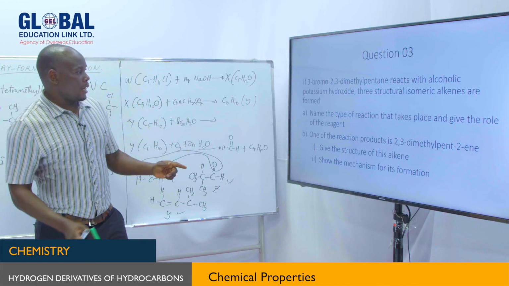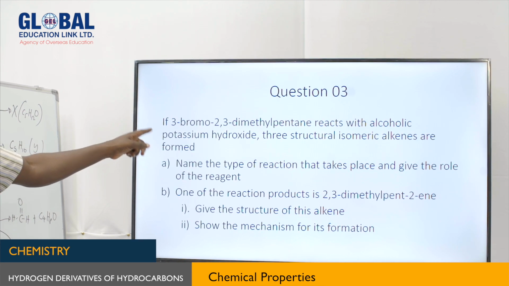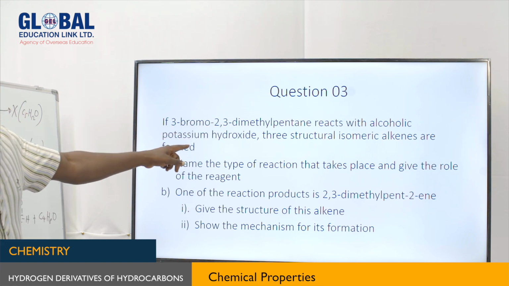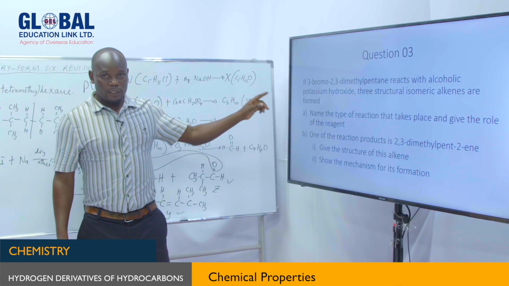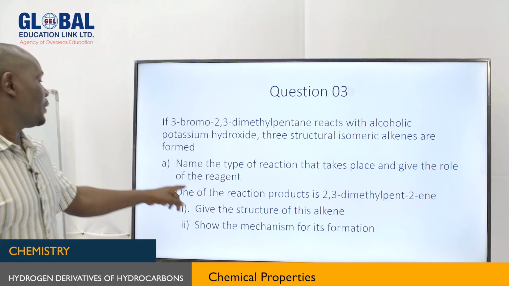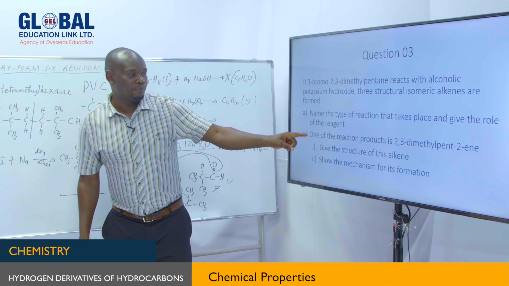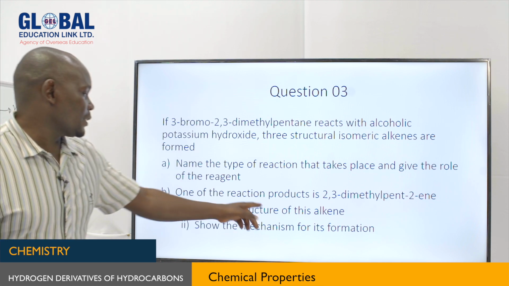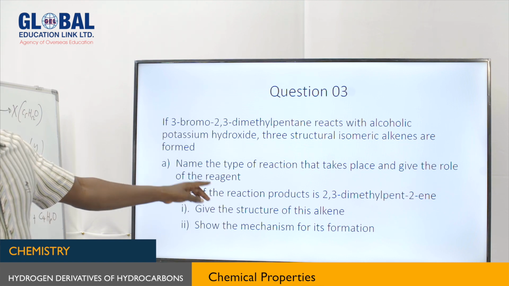Okay, now our sample question as an assignment is this one: if 3-bromo-2,3-dimethylpentane reacts with alcoholic potassium hydroxide, 3 structural isomeric alkenes are formed. The question asks, A, name the type of reaction that takes place and give the role of the reagent, which is alcoholic potassium hydroxide. And B, one of the reaction products is 2,3-dimethylpent-2-ene. So give the structure of this alkene, which is the one given, then show the mechanism for its formation.